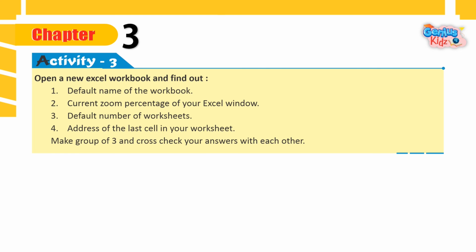Activity 3. Open a new Excel workbook and find out 1. Default name of the workbook. 2. Current zoom percentage of your Excel window. 3. Default number of worksheets. 4. Address of the last cell in your worksheet. Make group of 3 and cross-check your answers with each other.